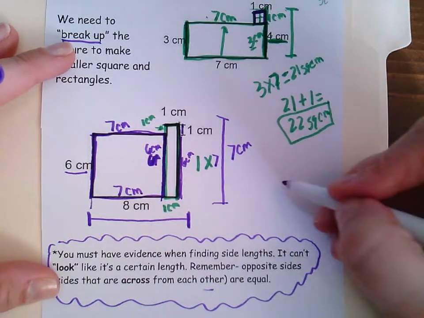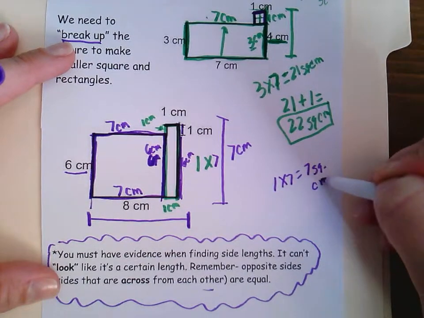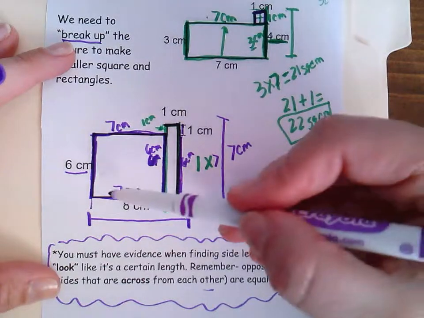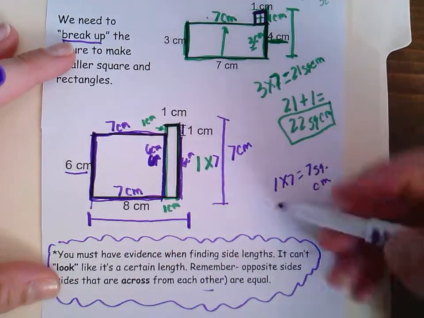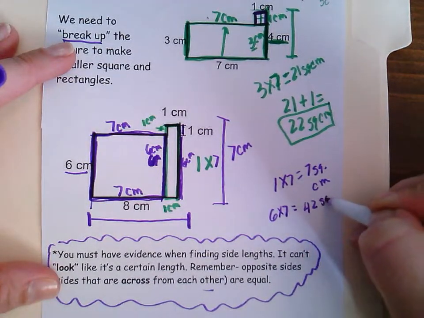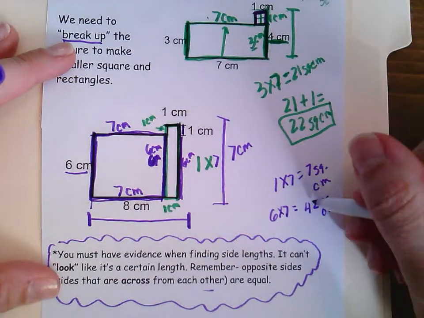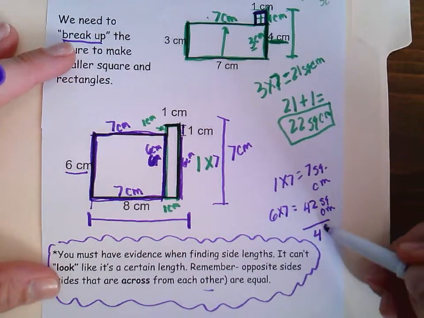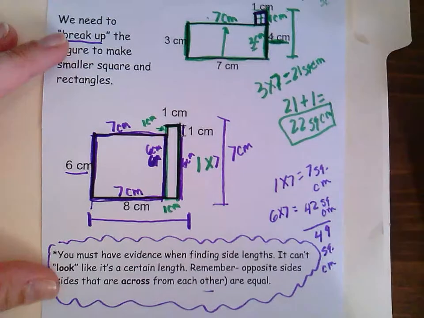So it'll be 1 times 7, and that 1 times 7 is going to give me 7 square centimeters. And now over here, I'm going to use this piece for my 7 right here and my 6 up here. So 6 times 7 equals 42 square centimeters. And finally, to figure out my total, I'm going to add 7 plus 42, and I'll get 49 square centimeters.